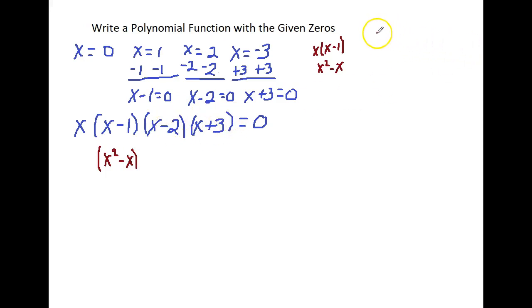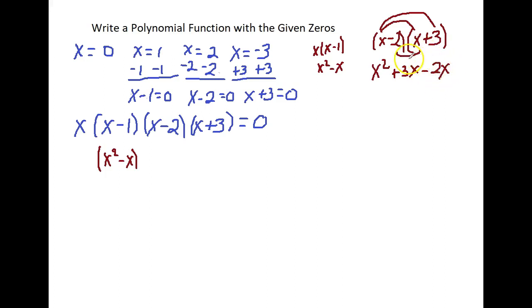Okay, then I'm going to multiply these two together. So I'm going to take my x minus 2 times x plus 3. Use your FOIL method. So x times x is x squared. Then we do the outside. X times 3 plus 3x. Then I do the inside. Negative 2 times x minus 2x. And I do the last. Negative 2 times 3 is negative 6. Combine your like terms. So I have x squared plus x minus 6.